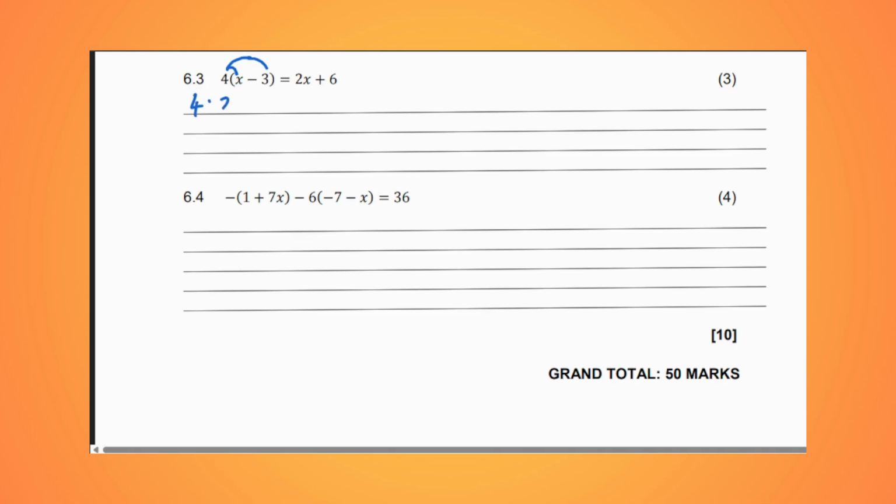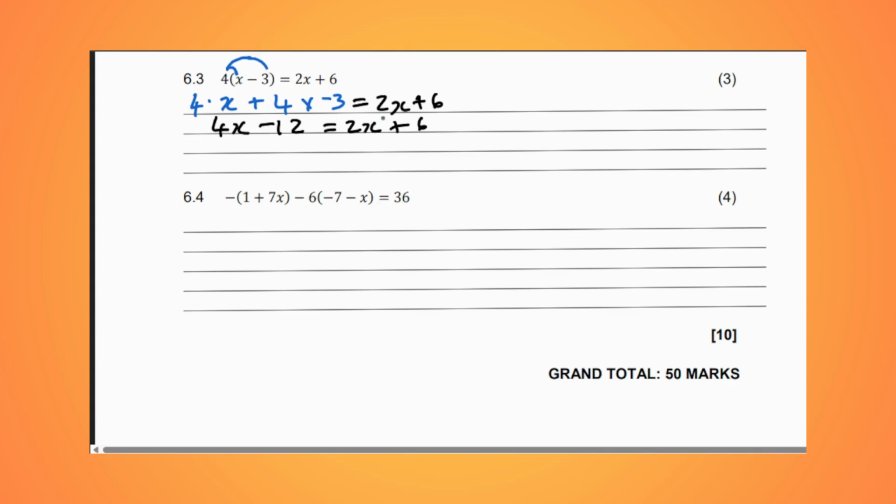So we have 4 times x, and we have 4 times negative 3. You notice how there's 2 terms inside the bracket, so I have 2 terms as an answer. Equal, the other side hasn't changed, so we just copy and paste. Then 4 times x is 4x. Then 4 times negative 3 is negative 12, so instead of plus minus 12, you can just say minus 12. It's equal to 2x plus 6.